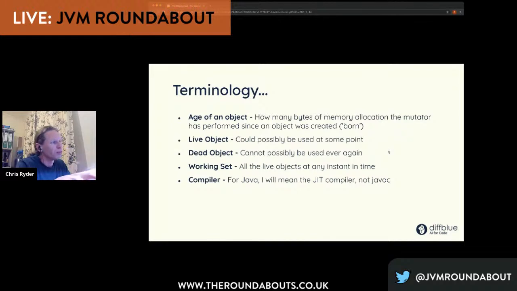And then I'll talk about live objects, which are objects that could possibly be used at some point in the program's lifetime. And I'll talk about dead objects, which are objects that can never be used ever again.